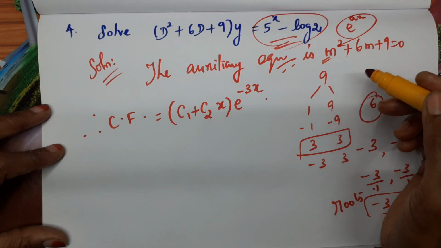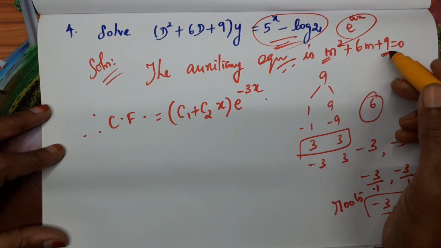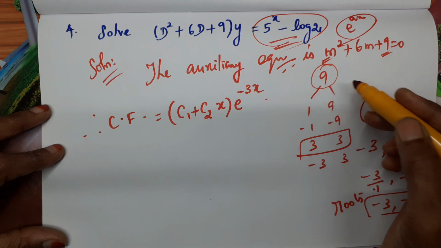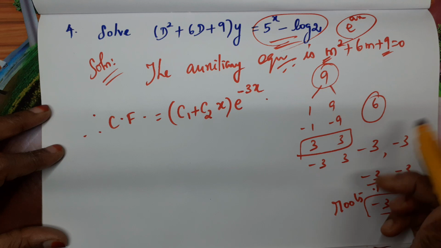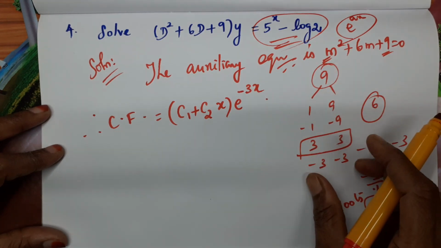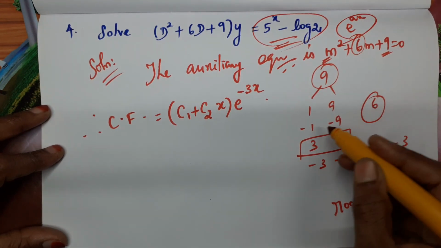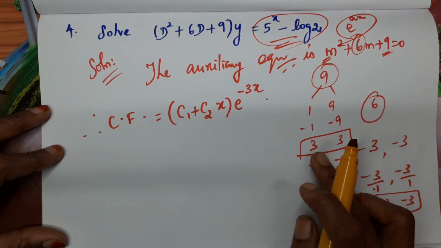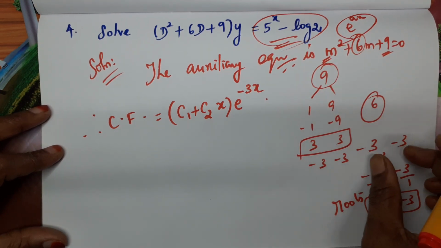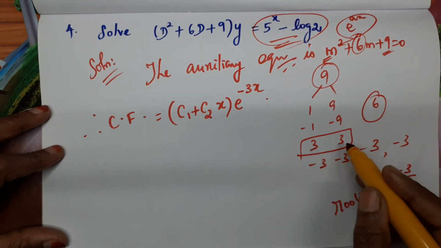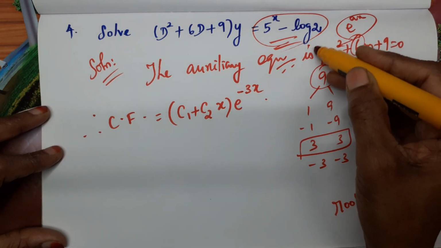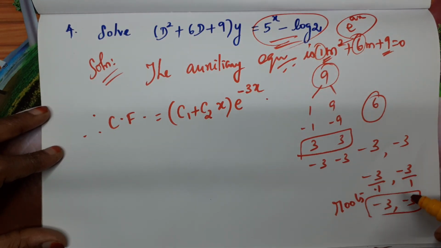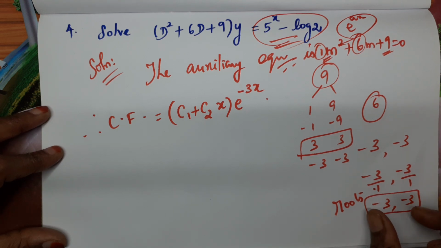The coefficient of m squared is 1 and the constant term is 9. It is plus 9 plus 1, so on multiplying these two it is 9. The factors are 1, 9, minus 1, minus 9, 3, 3, minus 3, minus 3. And here we have 6. Which pair will give the addition 6? This pair, taking that with the change of sign. So plus 3, when we change the sign it is minus 3, minus 3, and the coefficient here is 1, so minus 3 by 1, minus 3 by 1. The roots are minus 3, minus 3. These two are the same roots.